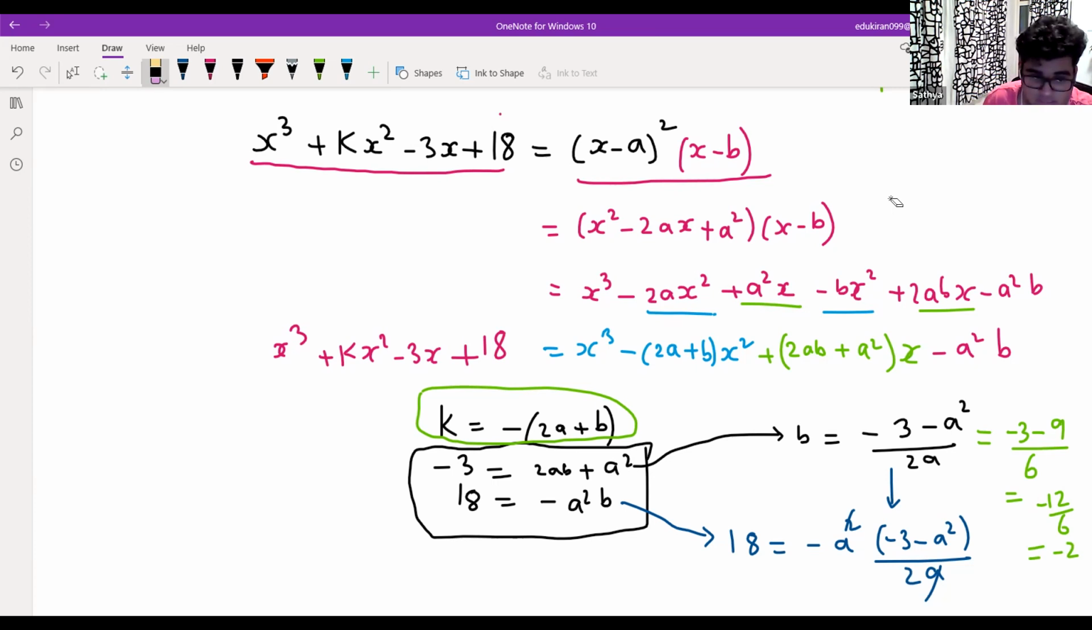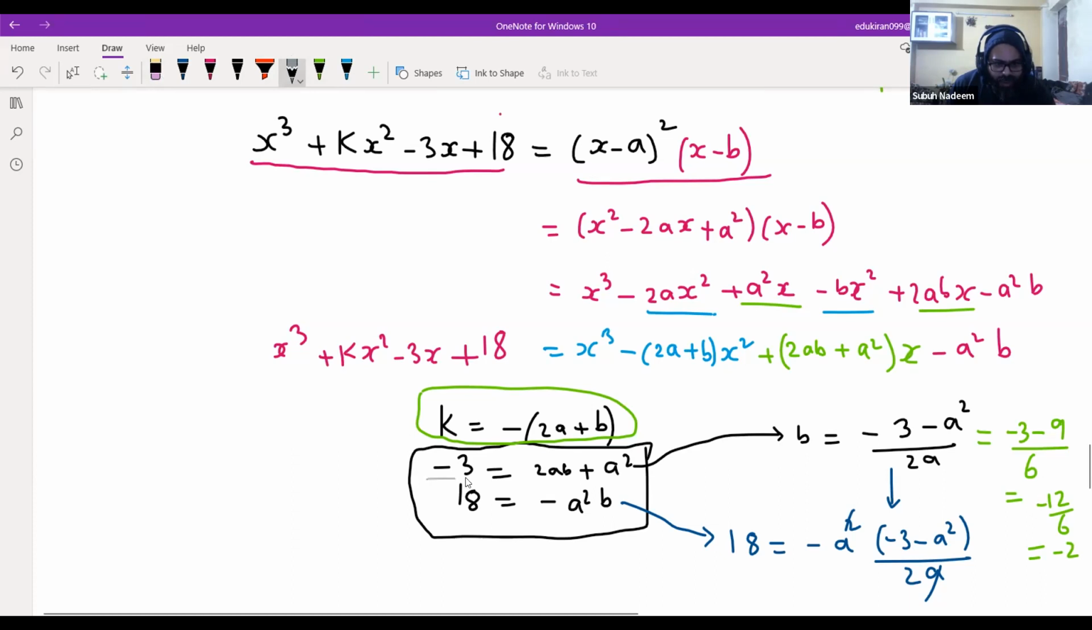So what is minus 3a squared? Is that b square minus 4ac? No, no. Then how are we getting this? You got it, now that we have got minus 3 is equal to 2ab plus a square. How do we get that? By equating the coefficient of x on both the sides.